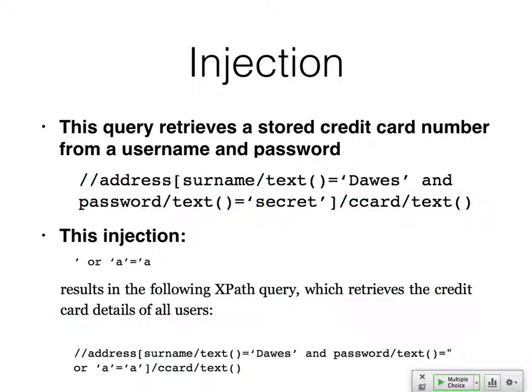So this condition is always true. It's not terribly obvious to me that this will, oh, I see. The name is Dawes and the password is correct, or A equals A. So this is always true for every name, and you don't need the password, so you get the whole credit card database. That amounts to about the same thing as SQL injection. You can actually do it even easier than that, where you set a search with parameters and you just search for credit cards and you get the whole thing.